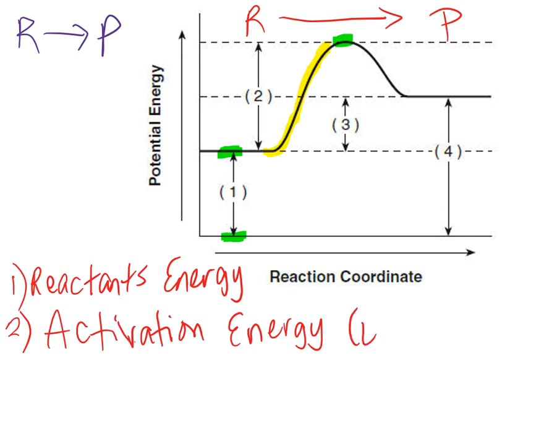Activation energy, sometimes you'll see it referred to as EA, or E with A as your subscript. And again, that's just the minimal amount of energy so that our new bonds could then form. And so that difference from the reactant energy to that highest point, so what's labeled as 2, represents your activation energy.